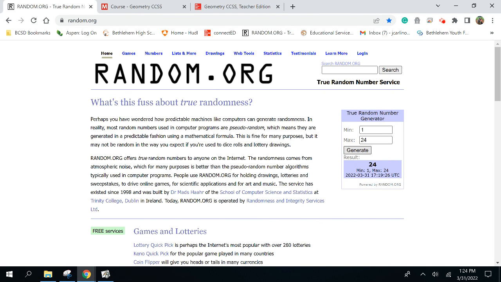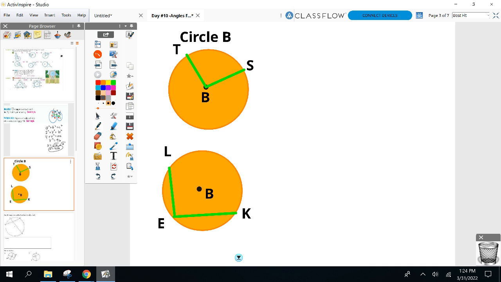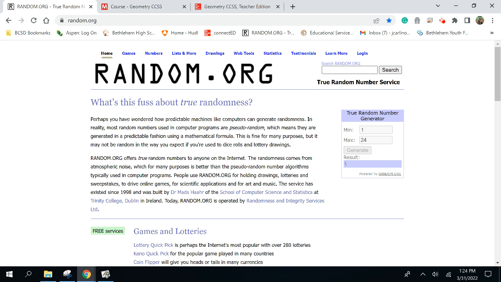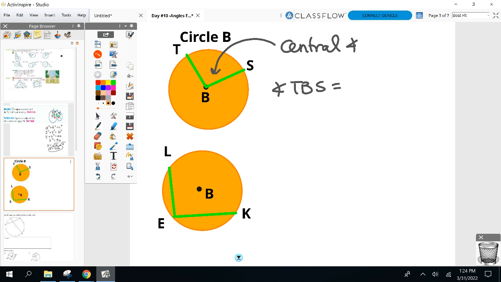Ready for a little surprise quiz here. Number 7, name that angle. This is a what type of angle? All right, good job. Second person, how do I find what angle TBS is? Angle TBS is equal to 14. Oh, not this time. 13. Name it: measure of arc TS. All right, we're good.